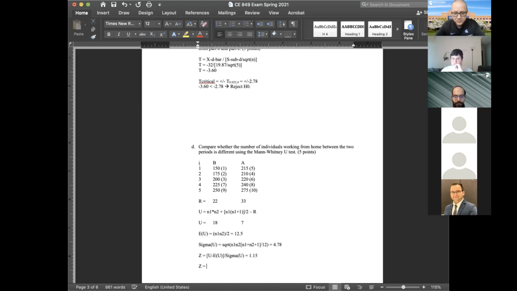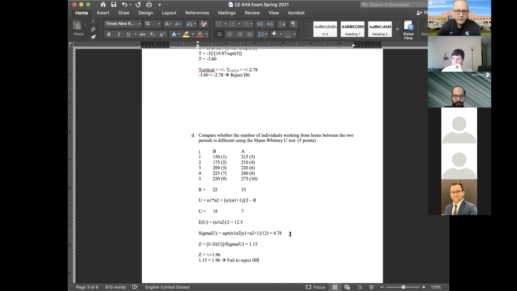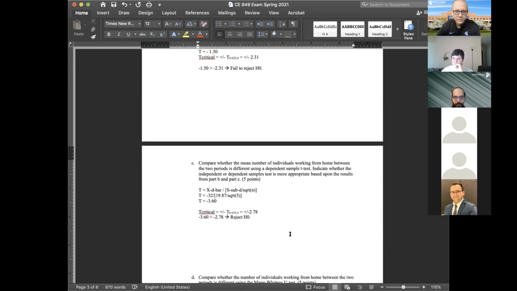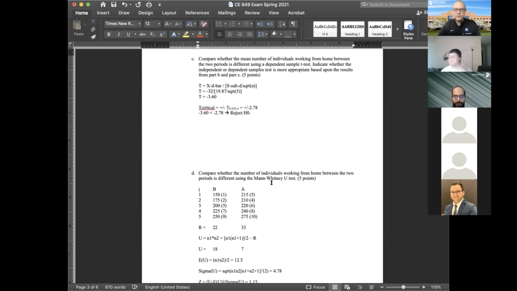And since we're assuming that's distributed as standard normal, our critical value is just going to be plus or minus 1.96. And so in this case, 1.15 is less than 1.96. Ergo, we fail to reject H0. Okay. And so we basically ran 3 different tests, and only one of those tests led us to reject in this case.